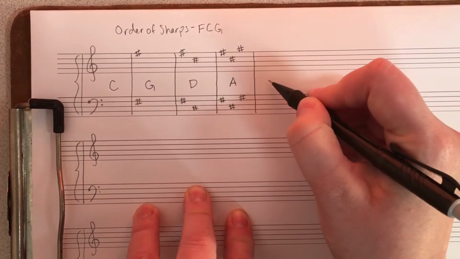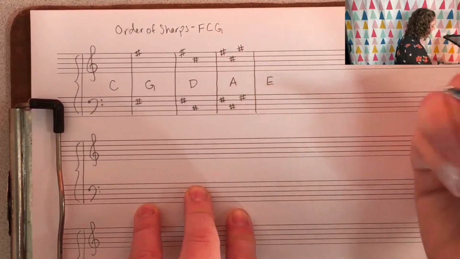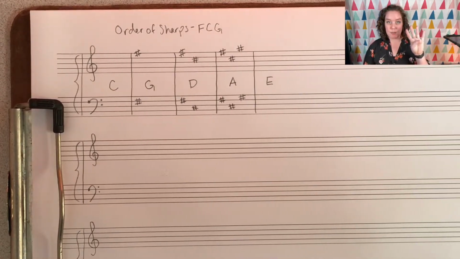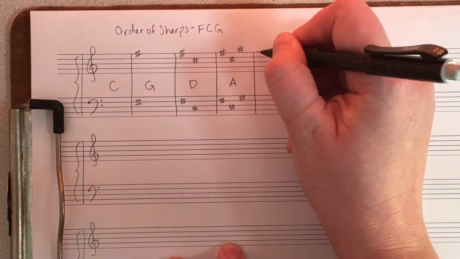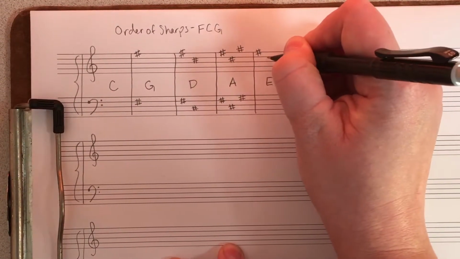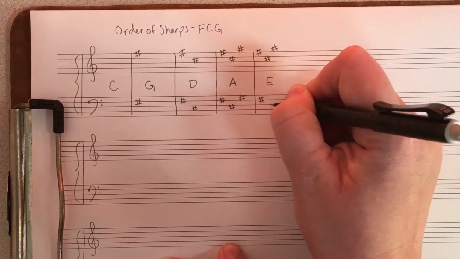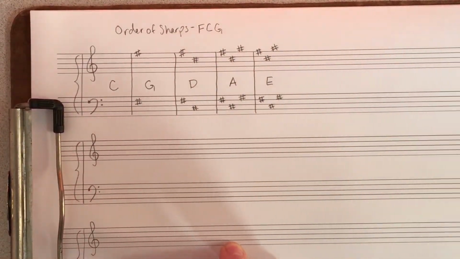Next key is based off the major scale of E. The major scale of E has 4 sharps. It has 3 of them that we've already done, F, C, and G. And the new sharp we're adding is D sharp. So let's go ahead and put those 3 sharps that we already know where they go. And then we're going to add D sharp.